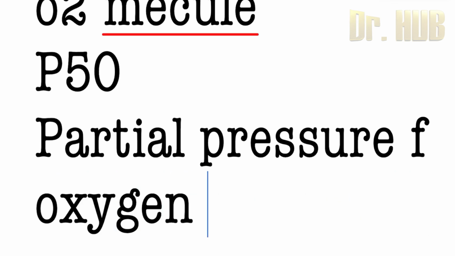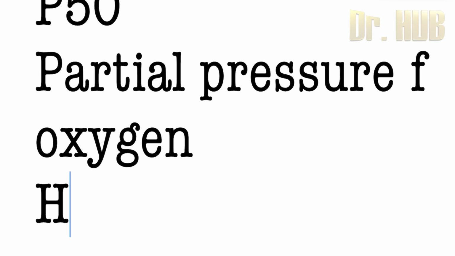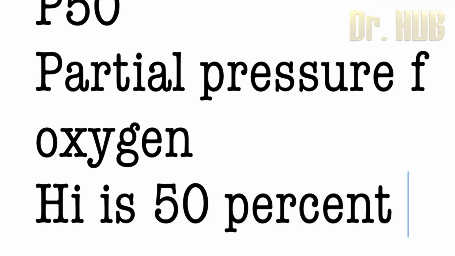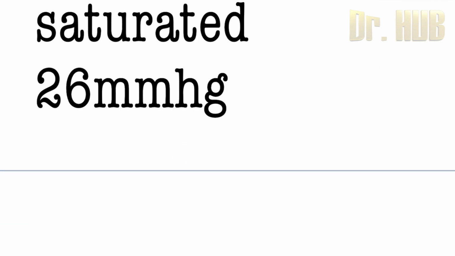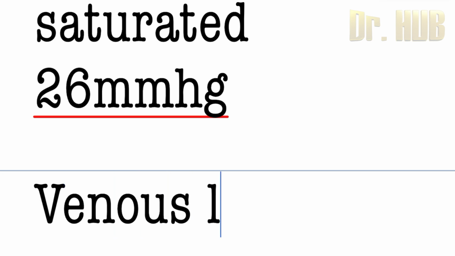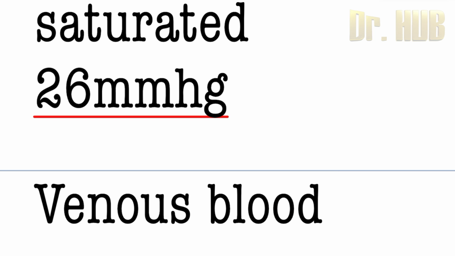at which the hemoglobin is 50% saturated. In arterial blood it is about 26 mmHg, and in venous blood it is about 29. So in arterial blood 26, and venous blood about 29.